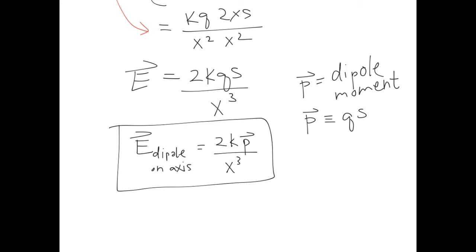This is actually kind of interesting. For a single charge, the electric field gets weaker as 1 over x squared as you get further away. But a dipole, the electric field actually falls off much faster because you've got two opposite charges close together. Far away, they should just look neutral. So this dipole falls off much faster.